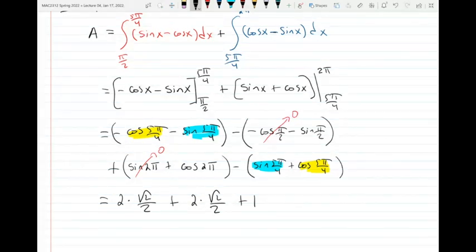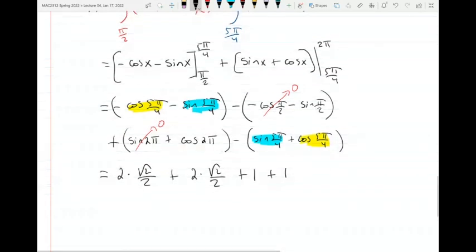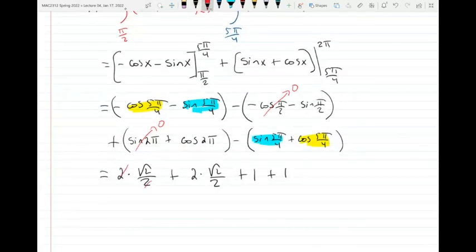And then cosine of 2 pi is also equal to 1. Okay? All right. So these guys are gone. So we're going to get 2 plus 2 square root of 2. Because square root of 2 plus square root of 2 plus 2 square root of 2, and then 1 plus 1 is 2.